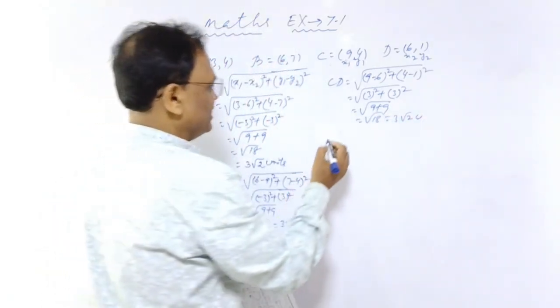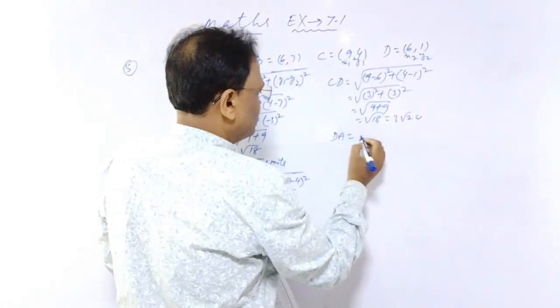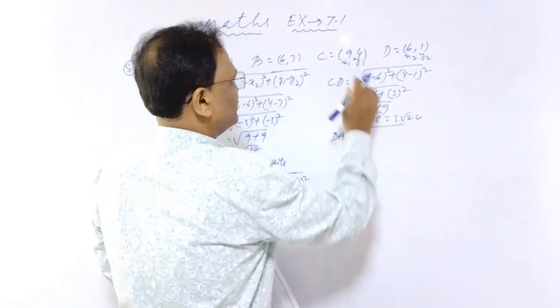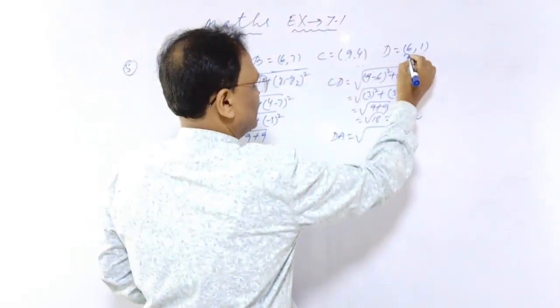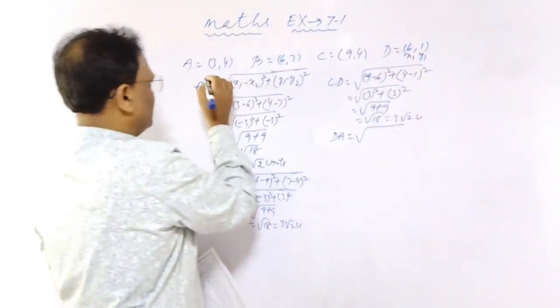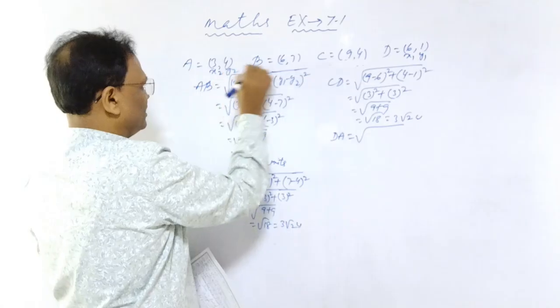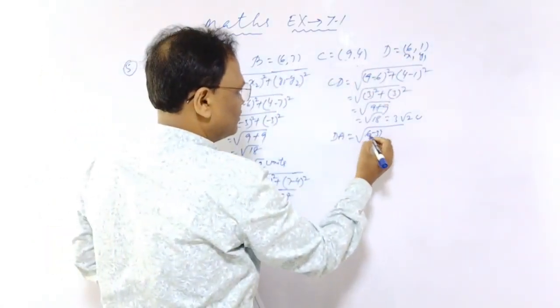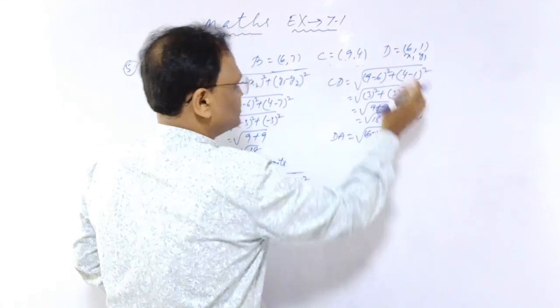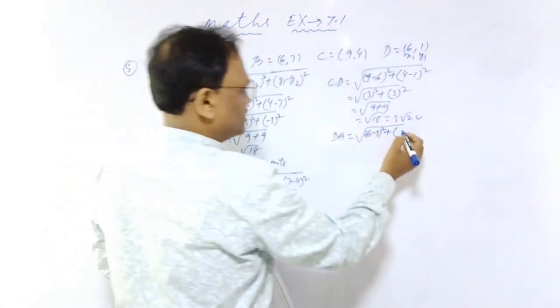Now one side remains, that is DA. Apply the formula again, DA. So D and A. So this will be my x1, y1, and A, x2, y2. So x1 minus x2 whole square, 6 minus 3 whole square plus 1 minus 4 whole square.